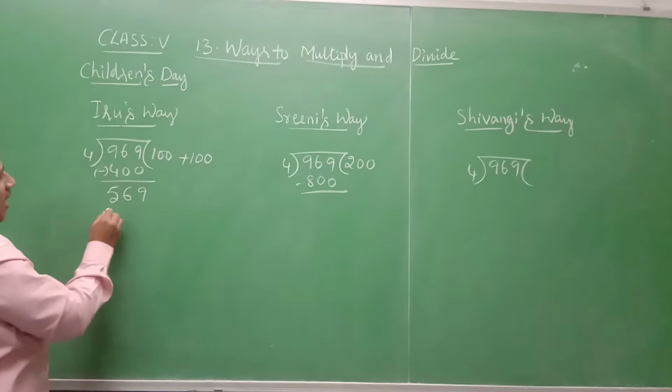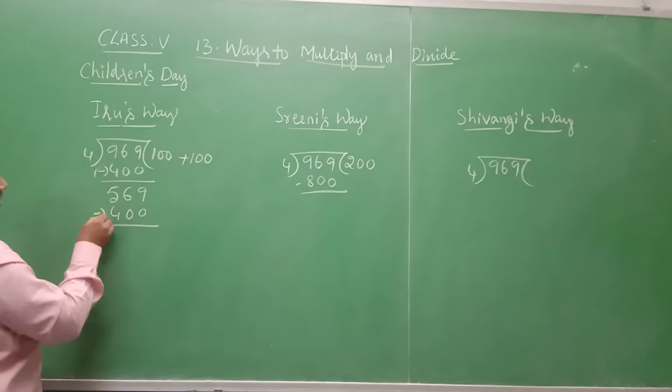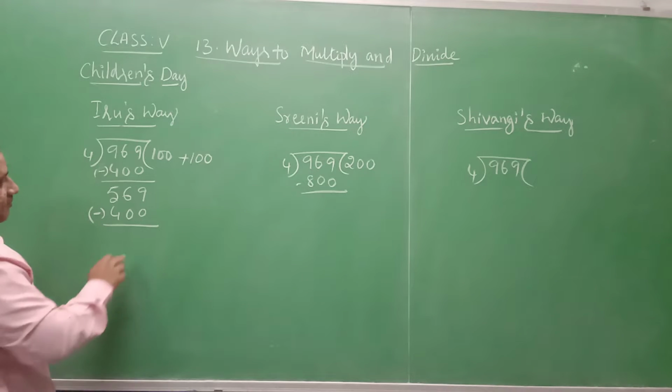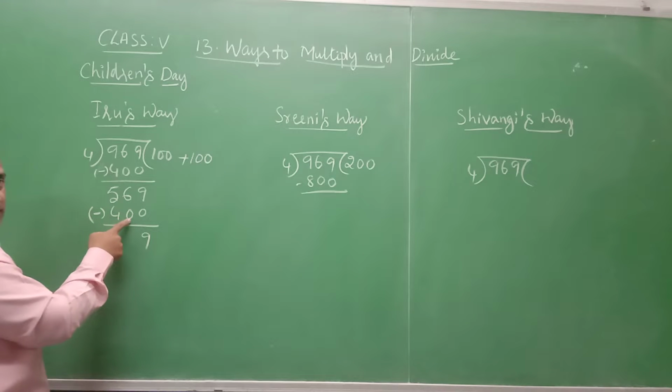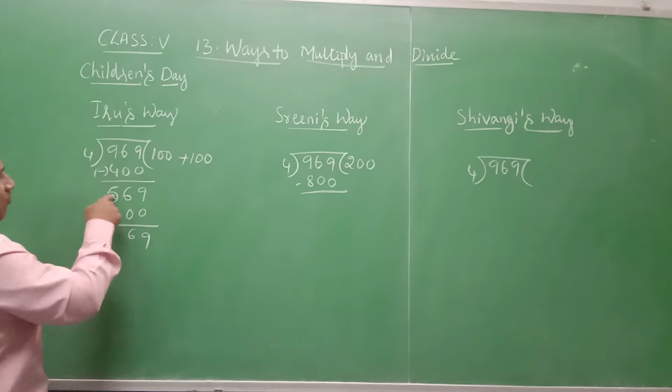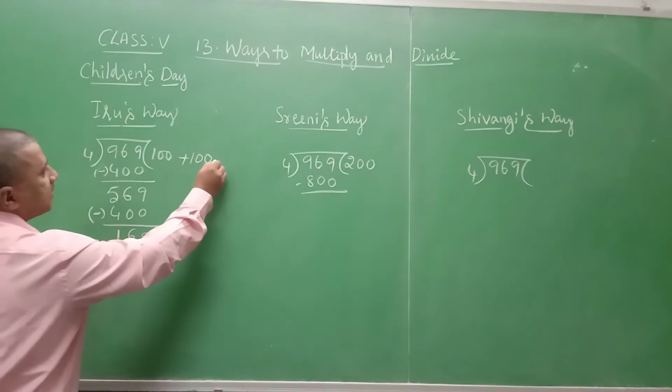4 into 100 is 400, and subtracted. So now what is it? 9 minus 0 is 9, 6 minus 0 is 6, 5 minus 4 is 1. We get 169.